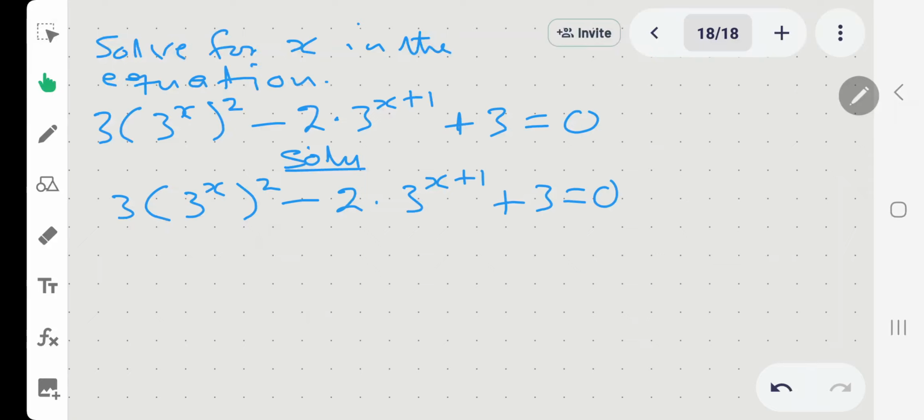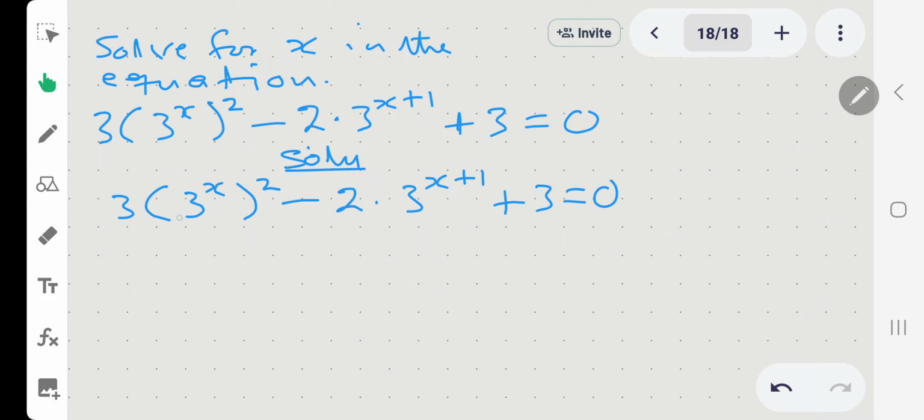Hello viewers, let us try to solve for the value of x from this equation. 3 into bracket 3 raised to the power x, with power 2, minus 2 multiplied by 3 raised to the power x plus 1, plus 3 is equal to 0. So here we need to write our solution, and then we write the same question here.